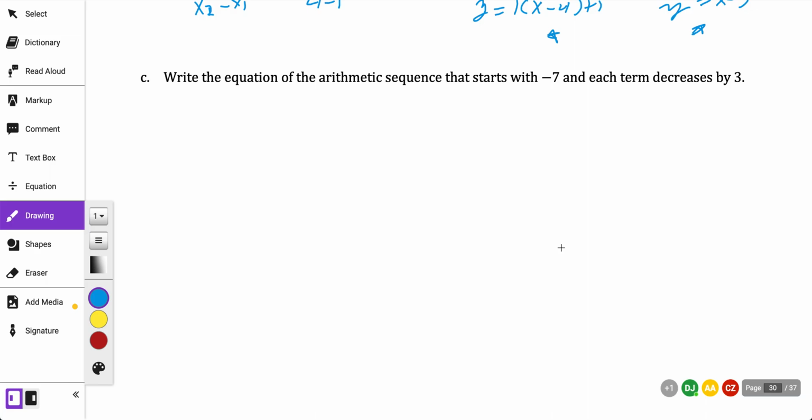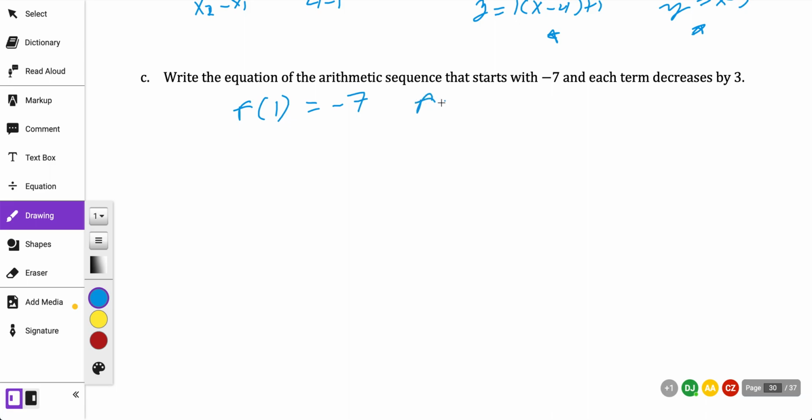So it says I'm going to start off with 1. So really quickly, we have to write one of these four equations. And if we're starting off at -7 and we're decreasing by 3, that looks like recursive to me. So it's saying we're going to start off, so f of 1 is equal to -7.